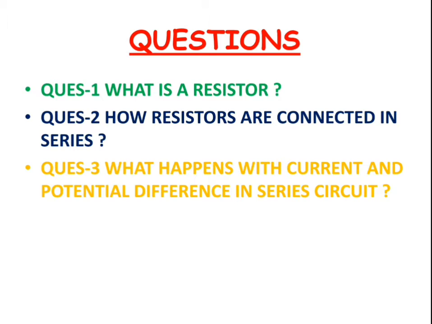The first question that I'm going to ask you is, what is a resistor? Then, how are resistors connected in series? And first of all, what do you mean by a series circuit, or what does a series circuit look like? Then, what happens to current and potential difference in a series circuit?